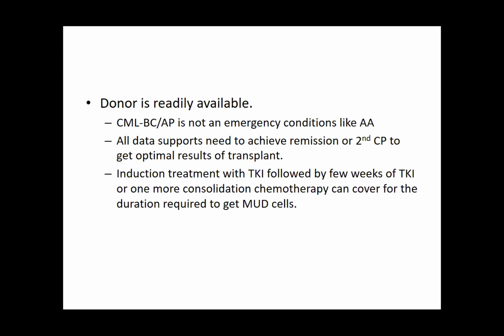And in CML-BC, exactly as sir has said, you want to do the transplant once you achieve the CP stage. So it is not like an aplastic anemia condition where you have to do the transplant as early as possible. You have to give some chemotherapy, you have to give TKIs, you have to take 6 to 8 weeks to achieve the remission. And thereafter you can still give some trial of TKI or consolidation chemotherapy till you can get the MUD cells.